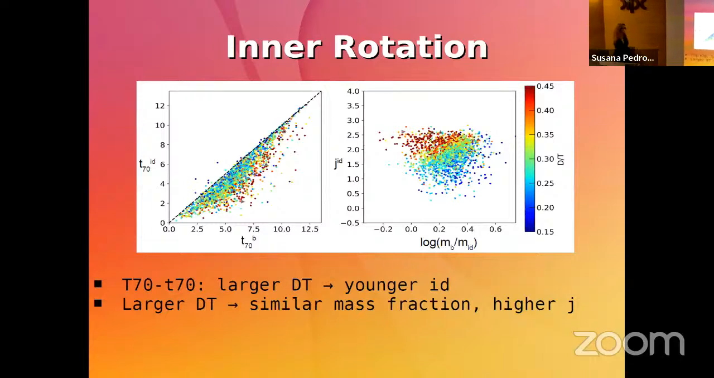And this is the last one I want to show, about the inner rotation. Here we are plotting the T70 of the inner disk versus the T70 of the dispersed bulge, colored by the disk fraction of the total galaxy. You can see that the more dominated by rotation the complete galaxy is, the younger the internal disk, and of course you have a bigger mass fraction of internal disk when you also have a bigger disk fraction of the galaxy. So they are both related in some way.